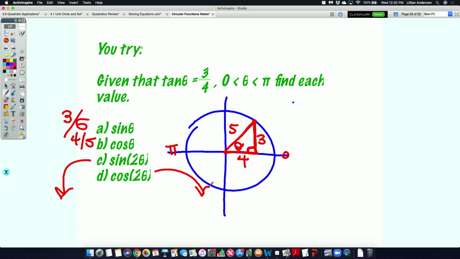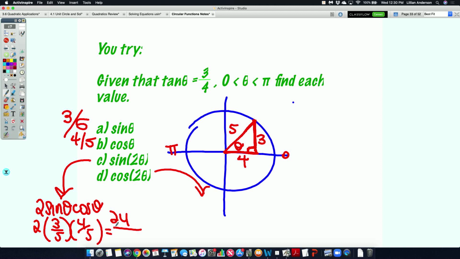Using the identities, you know that sine of 2 theta is 2 sine theta cosine theta. And now that you have those from A and B, you can plug in. What's 2 times 4 times 3? 24 all over 25. So that is your sine of 2 theta.